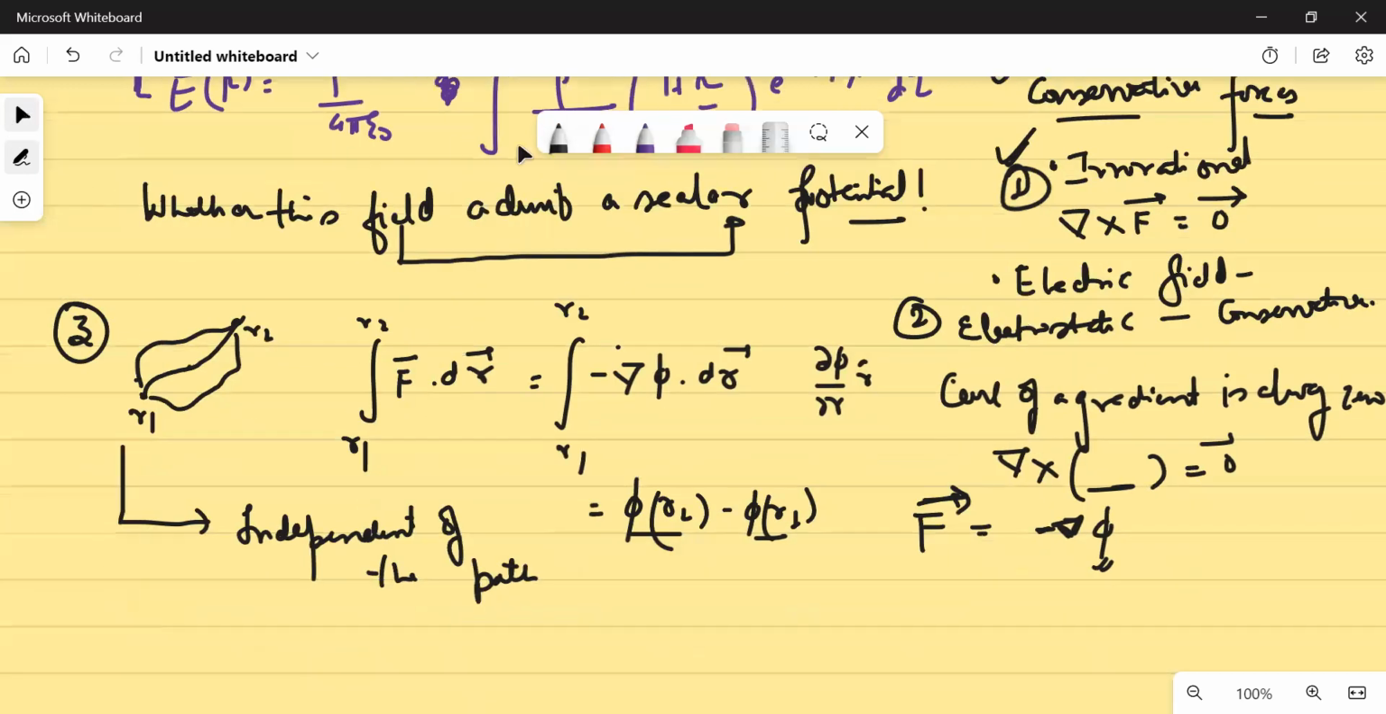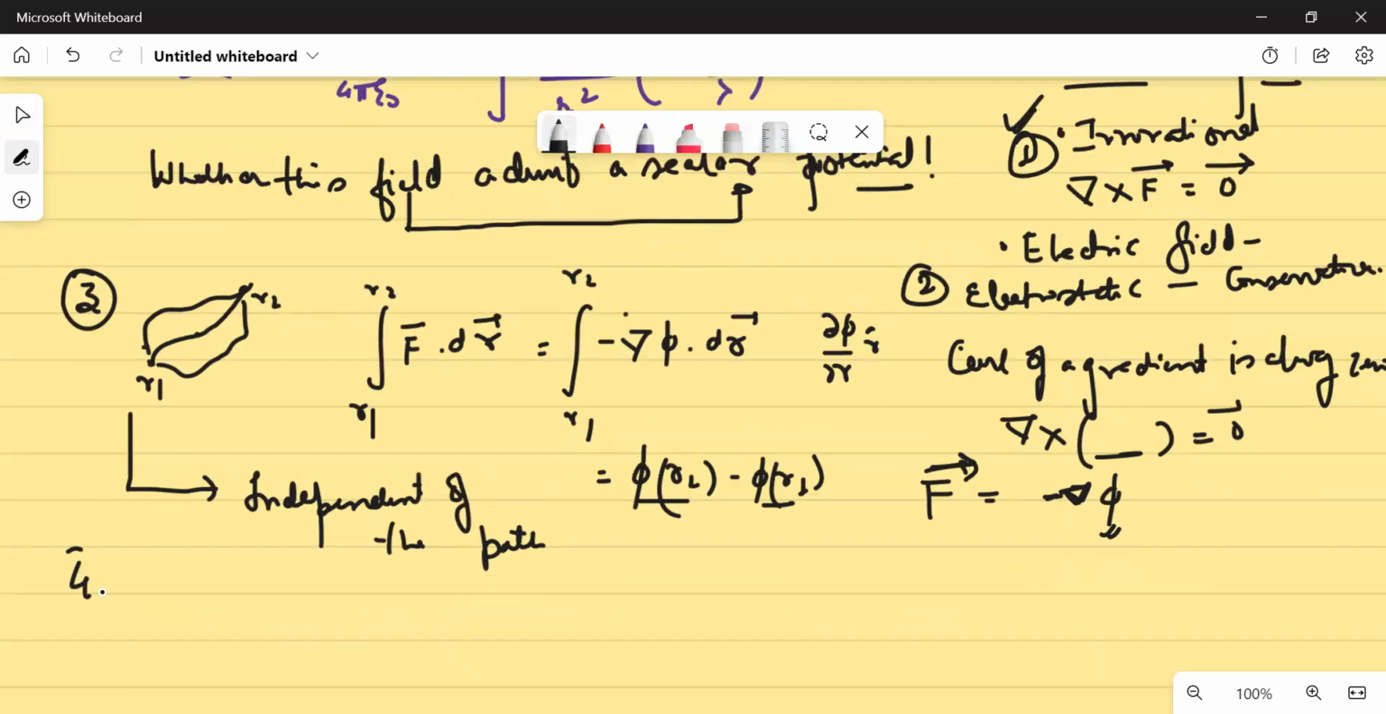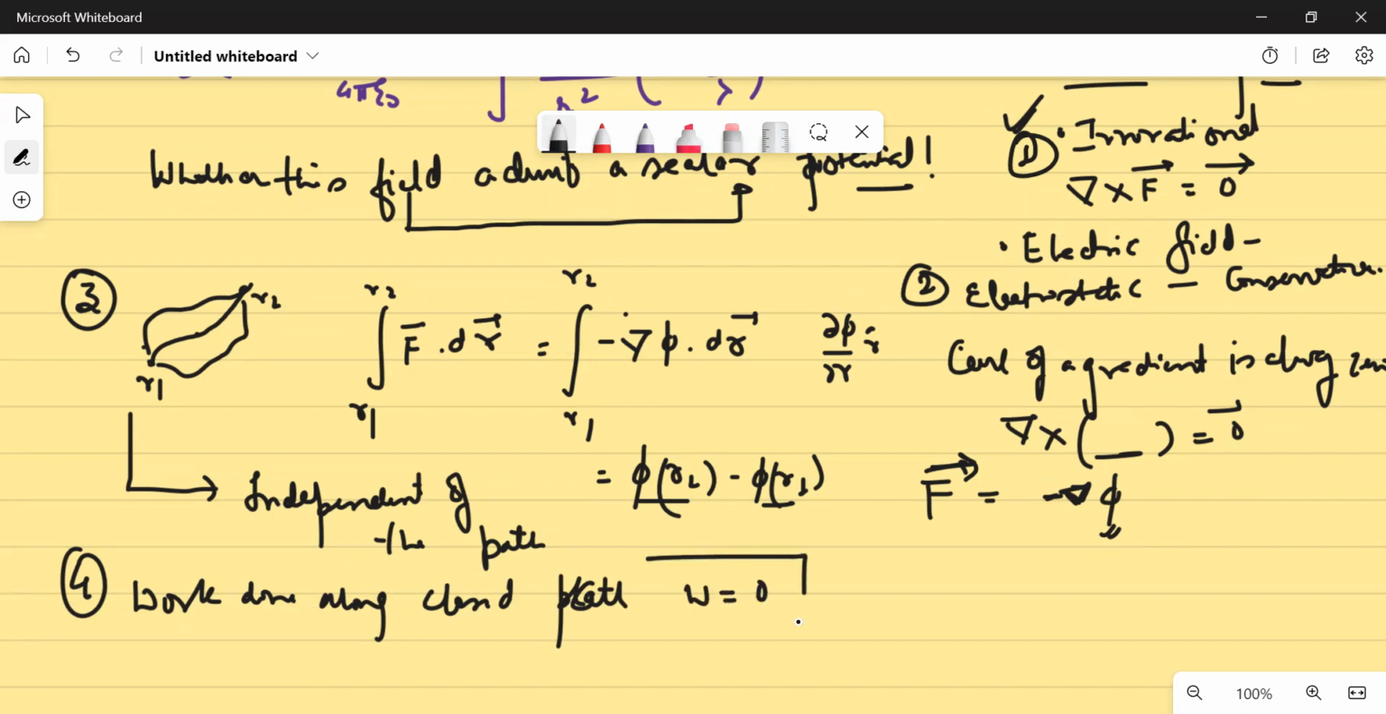And the fourth property, at times people refer to, they say that work done along a closed path is always zero. So that part also we know. If your path is closed, then R1 is equal to R2, then your work done along a closed path comes out to be zero. So all these things are the same way of writing your conservative vector field.